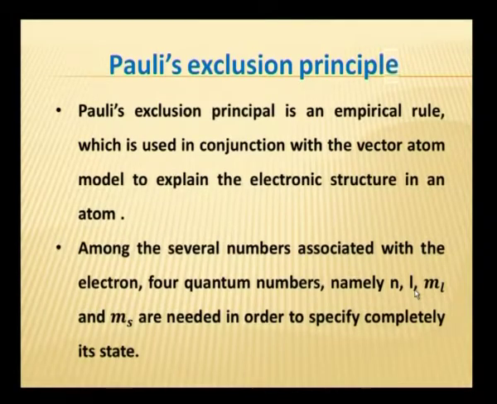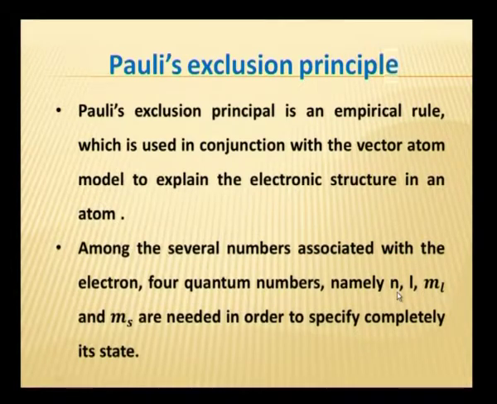Suppose I assign n is 1, say l is 0, ml is what? l is 0 means ml will be 0, ms will have plus half. Again, for another electron also, you should not have 1, 0, 0, plus half. That is, the first state 1, 0, 0, plus half is one quantum state. Then the next should be 1, 0, 0, what? Minus half. You cannot have plus half. One of the numbers should be different.